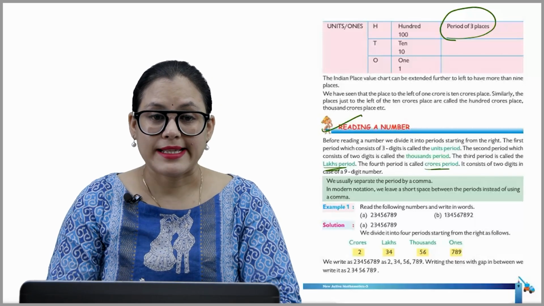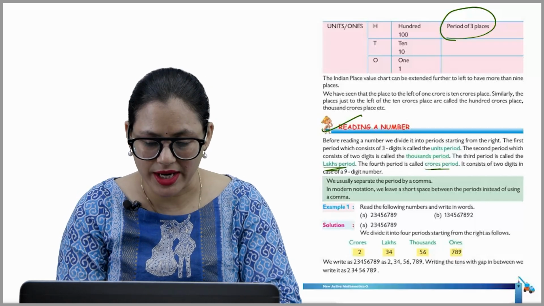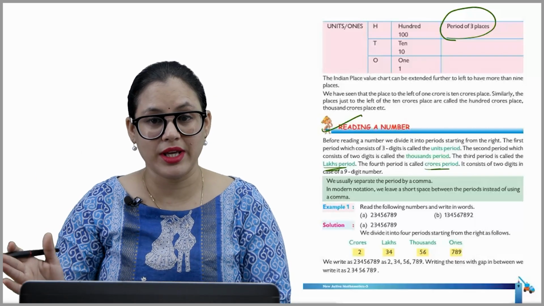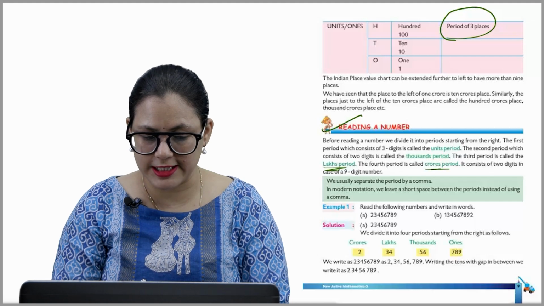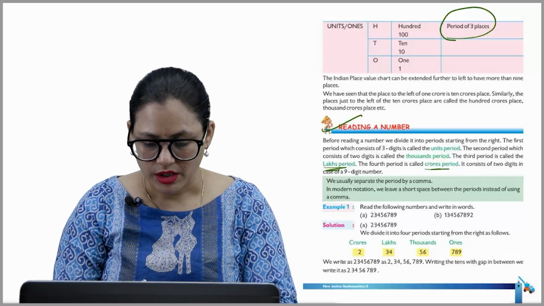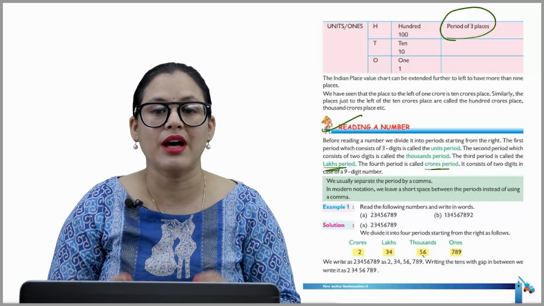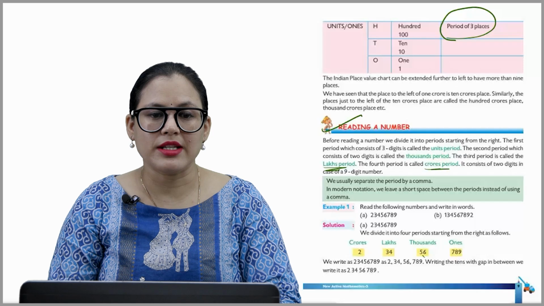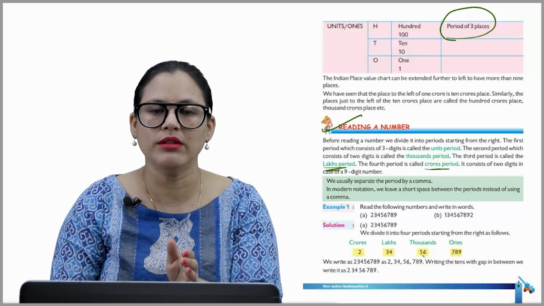Okay, example 1, read the following numbers and write in words. Okay, so you have to write this number in words. Okay, first we divide it into 4 periods starting from the right. Okay, as follows. See, ones period we have 989, then 1000, 56, lakhs, 34 and then crores 2. So we write this as 2 crore 34 lakhs 56,789. Okay, so writing the tens with gap in between, we now don't use these commas anymore, we just leave a space between the periods.